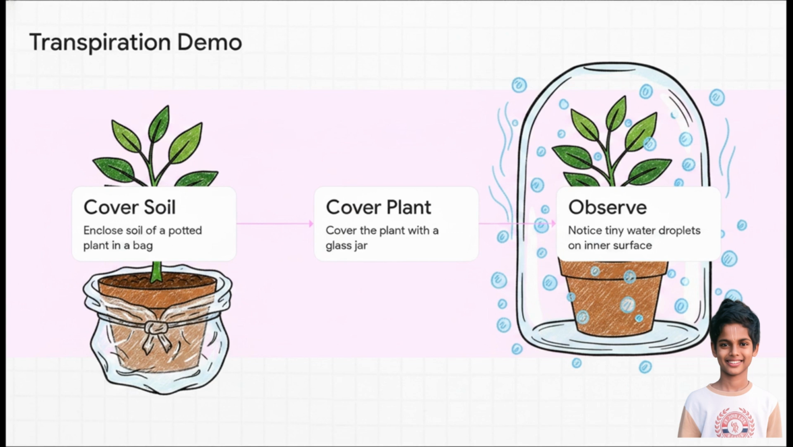Because you completely sealed off the wet soil, that water vapor had to come from somewhere, right? It could only have come from the leaves. It's the perfect, undeniable visual proof of transpiration.